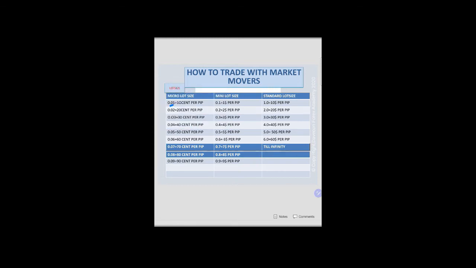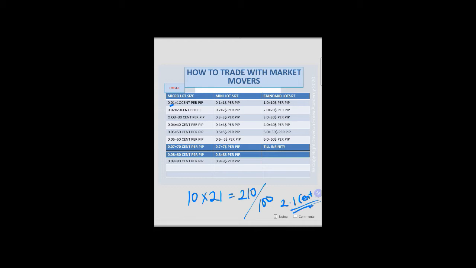Each pip I make 10 cents. If I make 21 pips, I'm going to make 10 times 21. Remember, it's cents. Alright? 10 times 21 equals 210. Then I divide this by 100 because it's cents. So I have $2.10. See, 2.1, right?